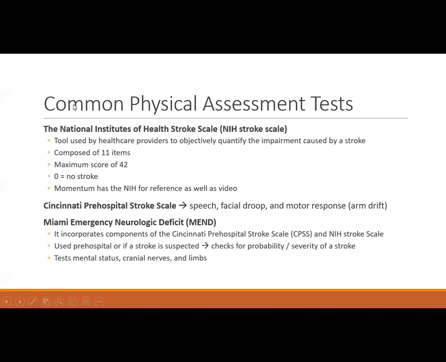Honestly, the two we would use in practice for the facility I worked were both the NIH scale and MEND. We would do an NIH scale once a shift, and a MEND would pretty much be done every time we did our neuro checks. I like this little card here because it gives you a MEND exam and what you're looking for. Any of the things in green are your Cincinnati scale.